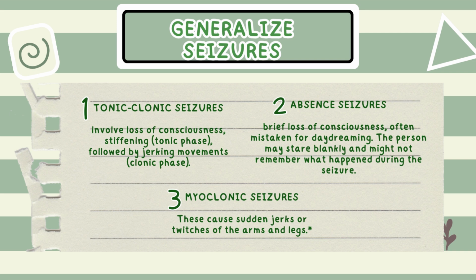Second is absence seizure. This causes a brief loss of consciousness and is often mistaken for daydreaming. The person experiencing this may stare blankly and might not remember what happened during the seizure. Third is myoclonic seizures. This causes sudden jerks or twitches of the arms and legs.